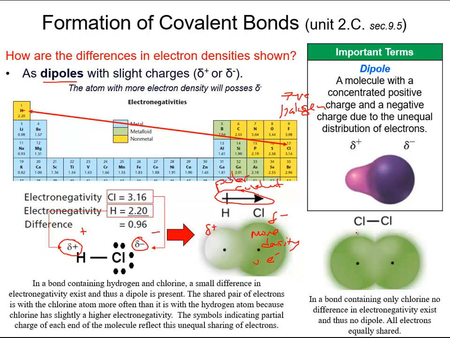But in this case, when you have two chlorine atoms together, this is going to be called a nonpolar covalent bond. This is called a nonpolar covalent bond because the electrons are being shared equally, because none of them have more power to pull the electrons closer to itself.